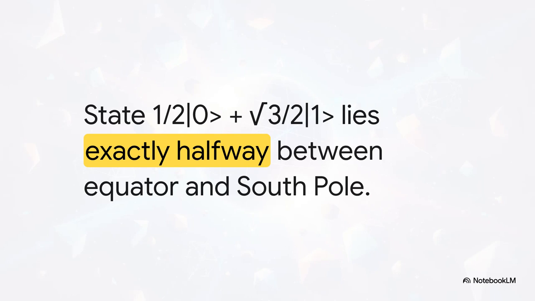Let's walk through a really concrete example. Take the state 1/2 Ket 0 plus √3/2 Ket 1. If we map this out mathematically, that 1/2 gives us a 1 in 4 chance of measuring a 0, right? And the √3/2 gives us a 3 in 4 chance of measuring a 1. Because it is significantly more likely to be a 1, this point doesn't sit anywhere near the top. Geometrically, it lies below the equator, exactly halfway between the equator and the South Pole.